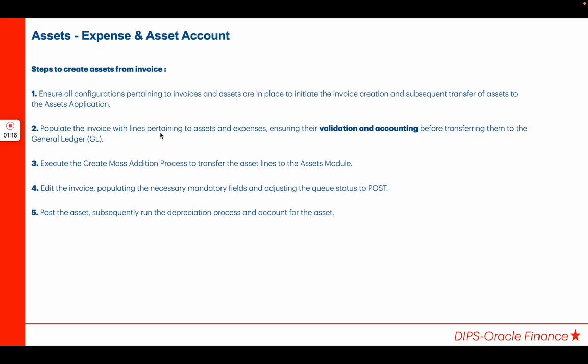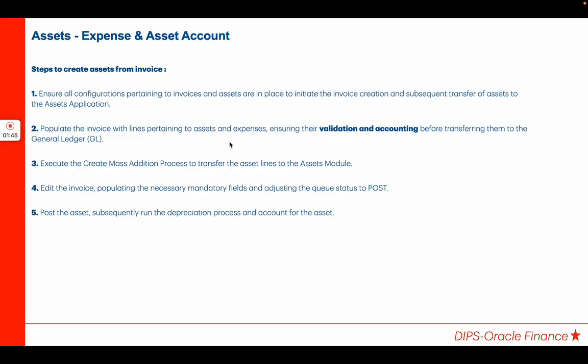Before that we need to have in place all the configurations related to general ledger, payables and assets, so that we can create an invoice with the assets at the lines level, and we can transfer this asset related to the asset. So what are the steps we need to follow? Upon creating the invoice, we need to validate the invoice, account it and transfer to GL.